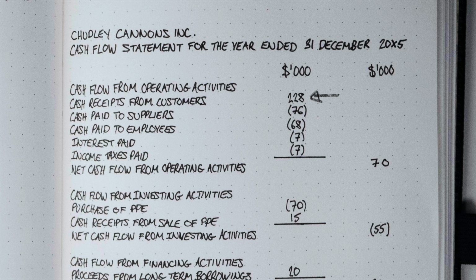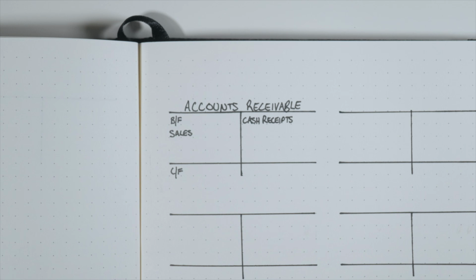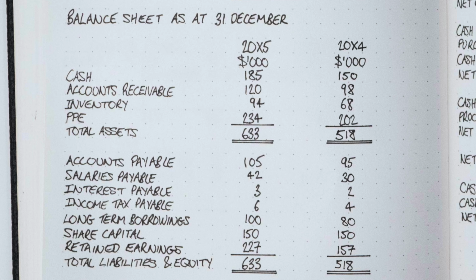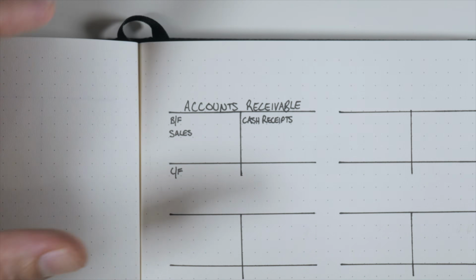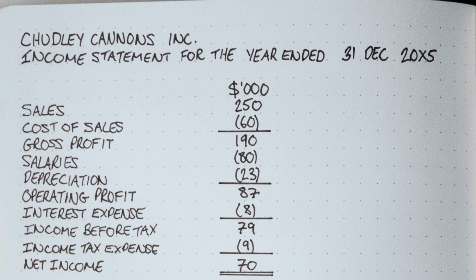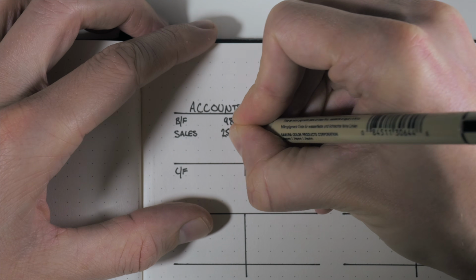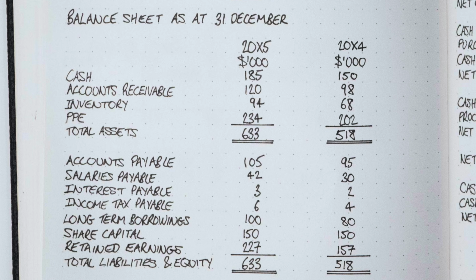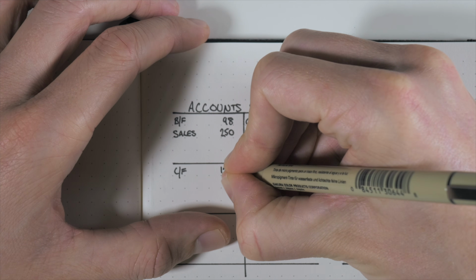Now we've laid out our T account, let's enter some numbers. We get our opening balance from the balance sheet for the previous year. In this case, accounts receivable were $98,000 as at the 31st of December for the prior year, so we can write this down in the T account. Sales come straight from the income statement. This year the Cannons made sales of $250,000, so we need to debit accounts receivable by $250,000. And finally, our closing balance comes from the balance sheet, this time from the current year. Accounts receivable at the end of the current year were $120,000. So that goes on the left at the bottom of the T account.